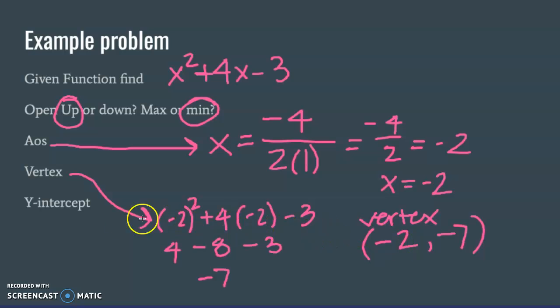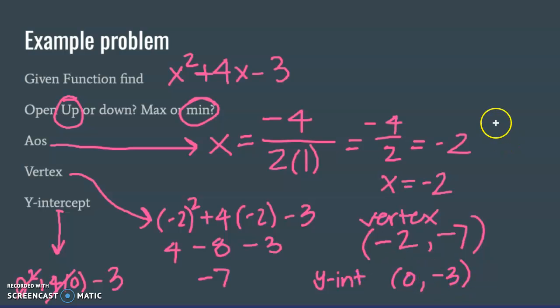All right, let's finish up by finding that y-intercept. Remember, we just plug in 0, so I'm going to have 0 squared plus 4 times 0 minus 3. Well, those disappear. I just have negative 3. So my y-intercept is going to be the coordinate (0, negative 3). Okay, and we just learned 3 things about this parabola: axis of symmetry, vertex, and y-intercept.